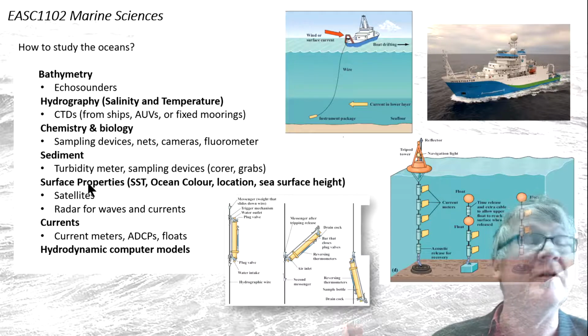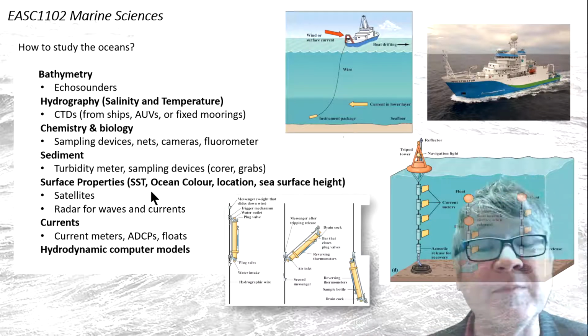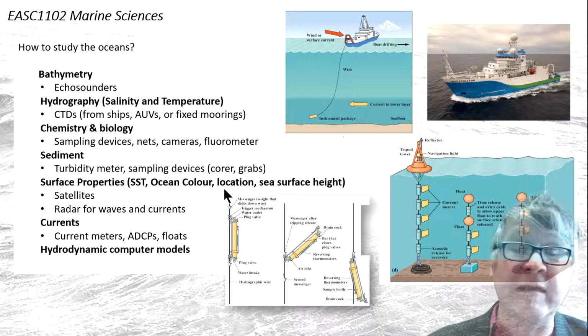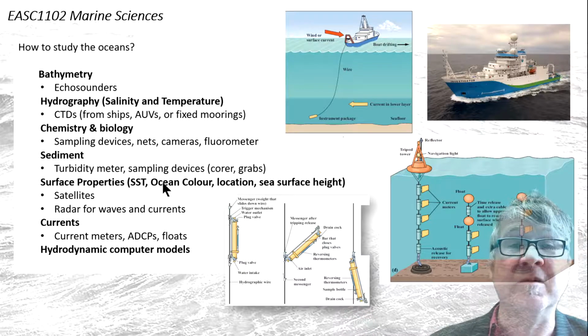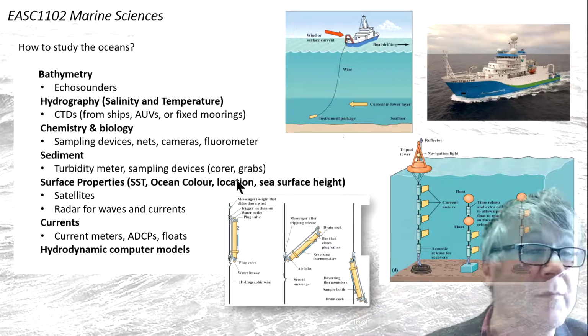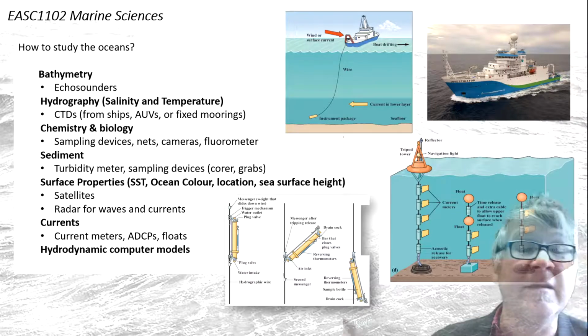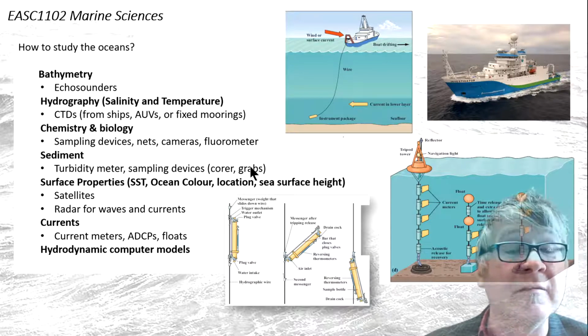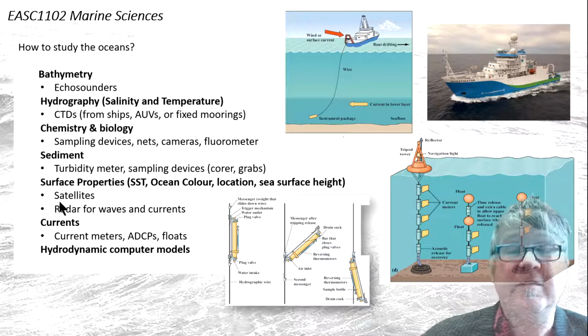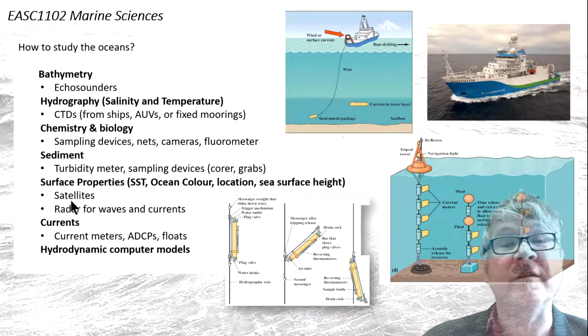Surface properties, we use satellites for many aspects. Sea surface temperature is SST. Ocean color is a property. We come to that on some of the later slides. Location, indeed, GPS, we measure from satellites. And sea surface height is another property that we can measure from satellites. Again, we have land-based radar systems for waves and currents.